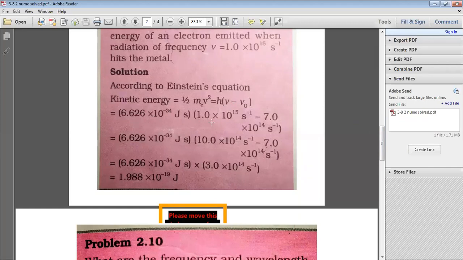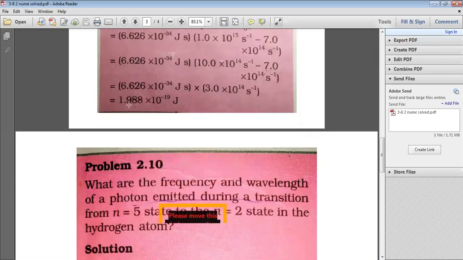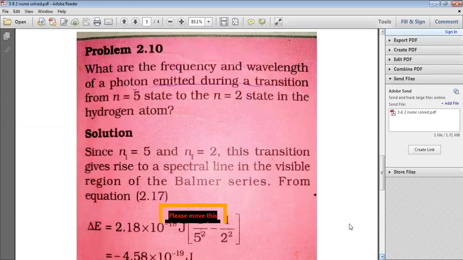Your nu is equal to 1.0 into 10 to the power 15 second inverse, and nu 0, which is also known as the threshold frequency, is equal to 7.0 into 10 to the power 14 second inverse. We take 10 to the power 14 common, and 10 minus 7 will give us 3. So it is 6.626 into 10 to the power minus 34 joule multiplied by 3 into 10 to the power 14 second inverse, which ultimately gives us the value of kinetic energy 1.9 into 10 to the power minus 19 joule. Now we shall move to the next question.